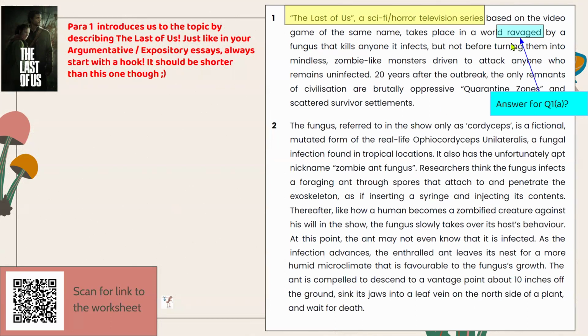Okay. Now, this is basically the kind of world that The Last of Us is set in. They talk about the zombies, as one of you correctly highlighted. And 20 years after the outbreak, the only bits and pieces of civilization are brutally oppressive quarantine zones and scattered survivor settlements. What is your inference for 1B? Why do you think there are only bits and pieces of civilization? Instead of one big happy civilization, we have bits and pieces scattered. Why do you think this is the case?